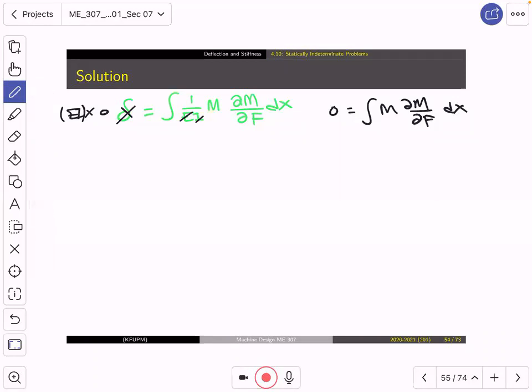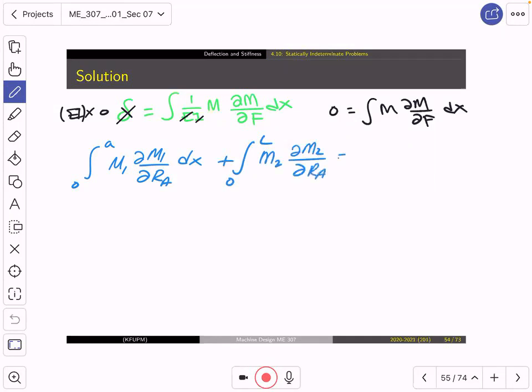Correct. So what will happen? I will integrate from 0 to A for M1 del M1 over del RA dx, plus the integral from 0 to L for M2 del M2 over del RA, which equals 0. What did we do? We took the derivative of the bending moment equation for the entire beam, which consists of M1 and M2, with respect to RA.